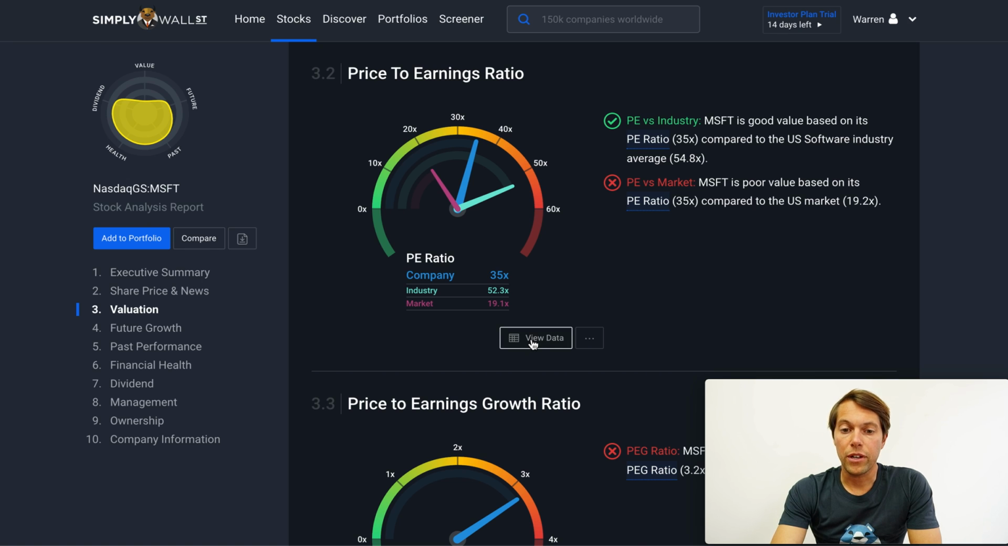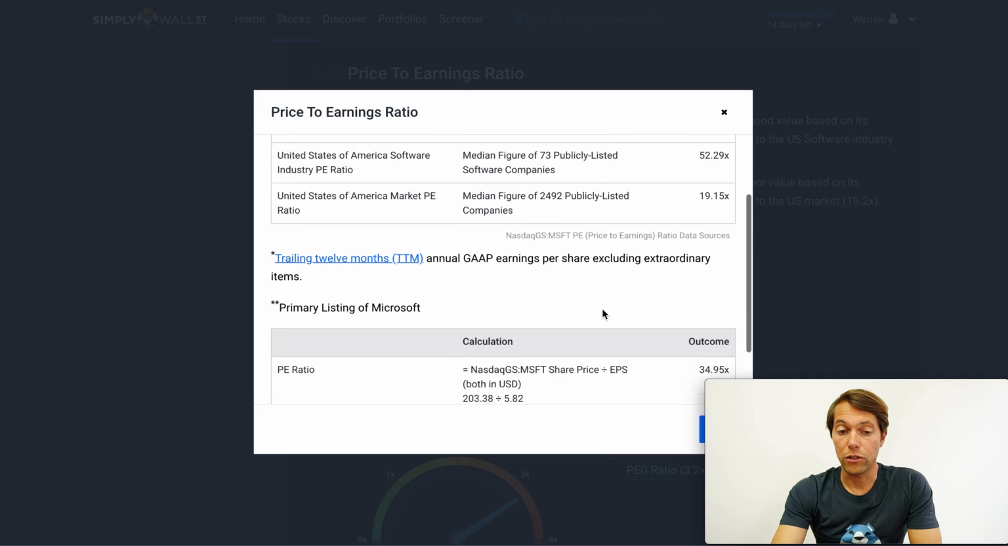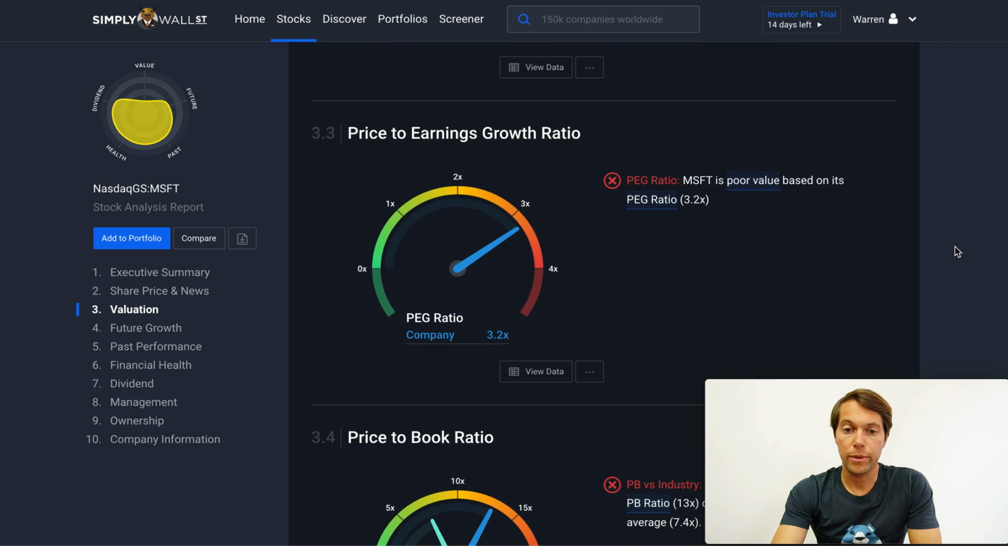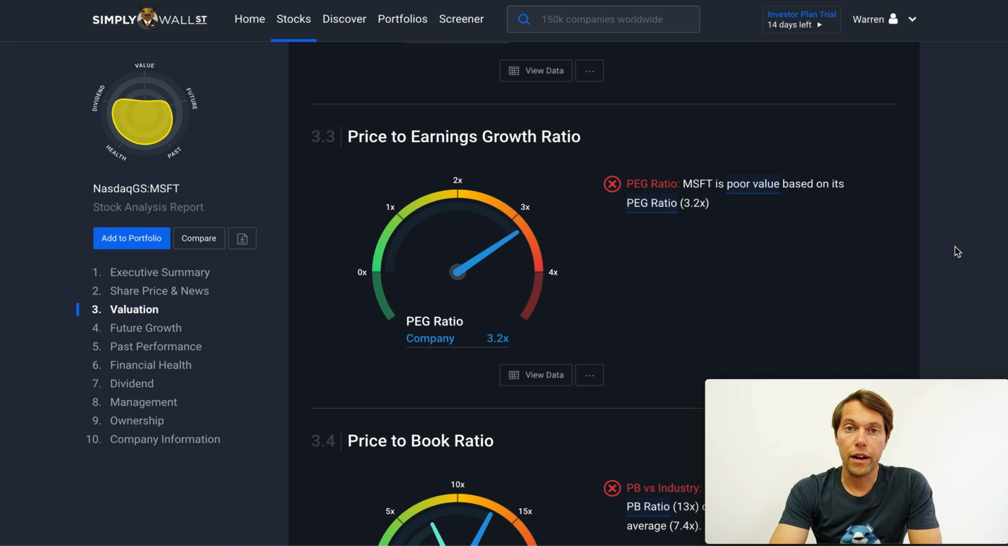Again, if I want to understand how that PE ratio of 35 is calculated, I can click on View Data and look at the calculation that we use to come up with that PE ratio. Things like PE ratio and PEG ratio, which we have down here, have lots of different ways of calculating them, so you need to be very careful about that. It's a great reason to use Simply Wall Street because our approach is always consistent, so you can always compare these ratios between different companies.